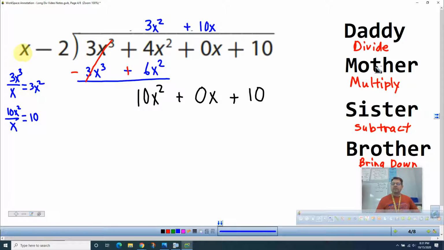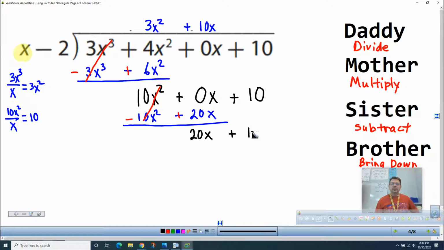So that's my divide. Now I'm ready for mother, multiply. So that's going to be 10x squared. 10x times negative 2 is going to give me negative 20x. So there's our multiply stage. Now we're ready for sister, subtract, and again, let's go through and change all of our signs. It's good to do it in a different color so you can see how the negative has changed all of my signs. So this guy does cancel. Now bring down 0 plus 20 is 20x plus 10.